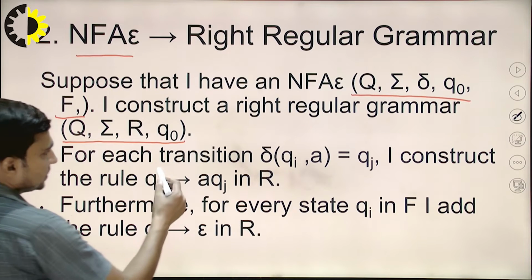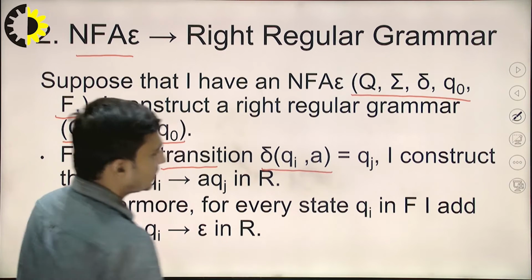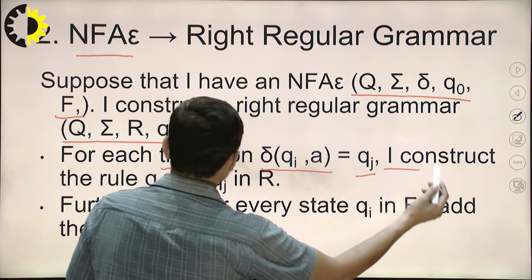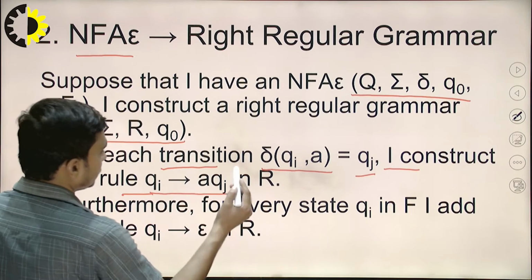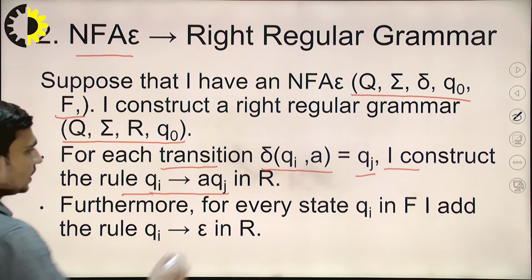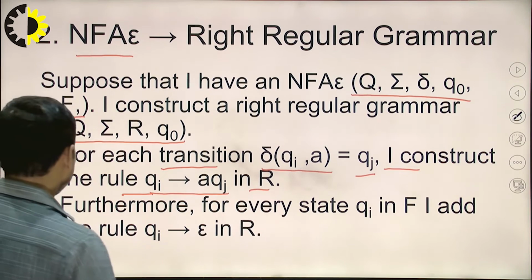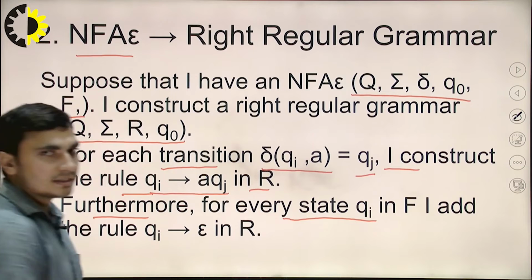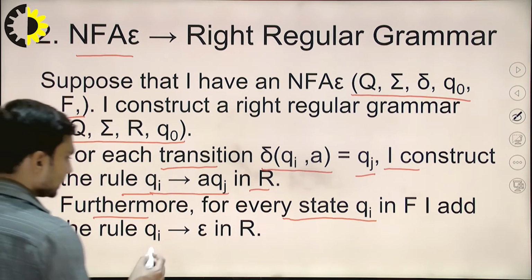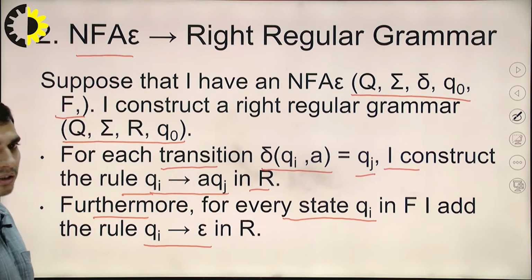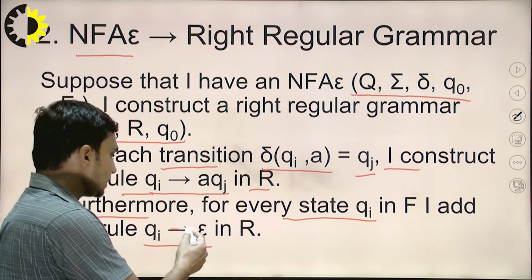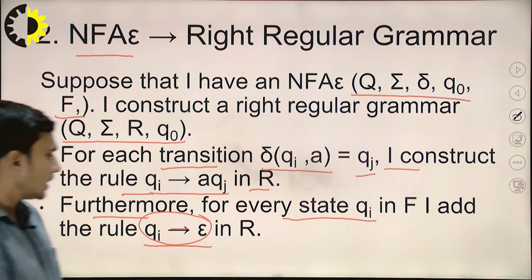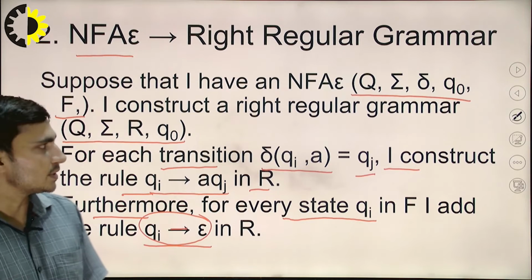Now, we are going to construct the right regular grammar that will be represented by these 4 tuples. So, for each transition available in the NFA, that is delta(Qi, a) = Qj, we will construct the rule Qi → aQj in R, our production rules. Again, for every state Qi which is available in F, we will add the rule Qi produces epsilon. So, suppose this Qi is a final state, in that case we will add this rule to our productions.